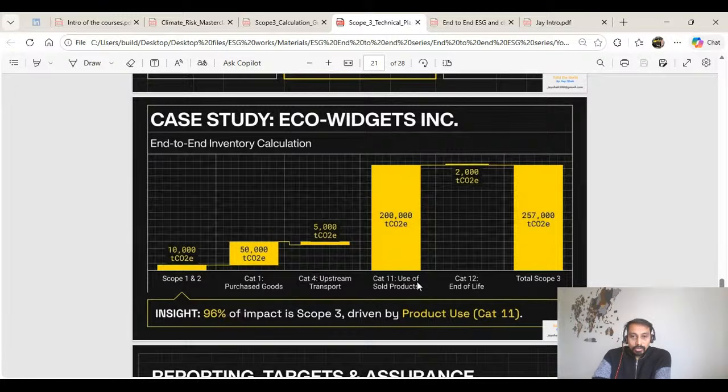So that is the use of sold products, because customers use those electronics items and you have to consider those emissions throughout their lifespan. So that covers the Ecoviges case, where 96% of the impact comes from category 11, and scope 3 dominates over scope 1 and scope 2. So that is why scope 3 calculation is very important. Otherwise, your ESG report is not going to stand out.